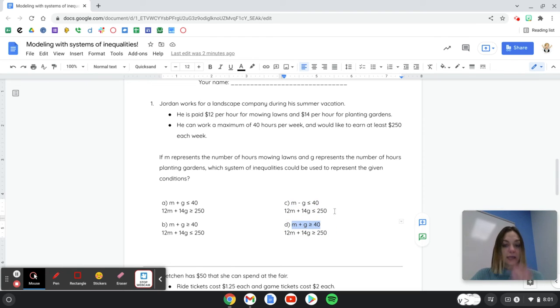And then D says M plus G is greater than or equal to 40. Again, that's not my answer because the hours worked is greater than or equal to 40 in this situation. So the only answer that really makes sense is A, because that's telling me M plus G, my hours worked, is less than or equal to 40.